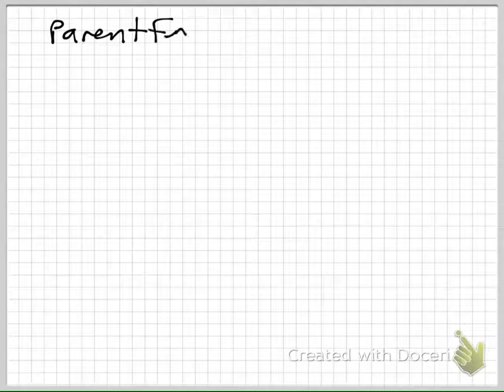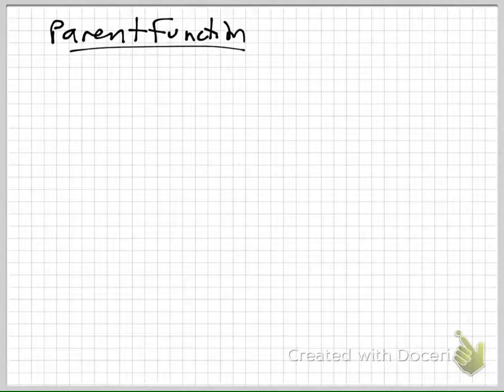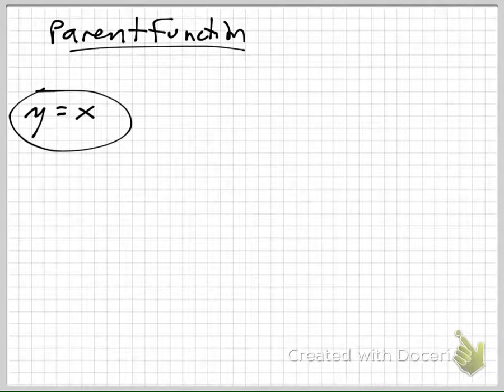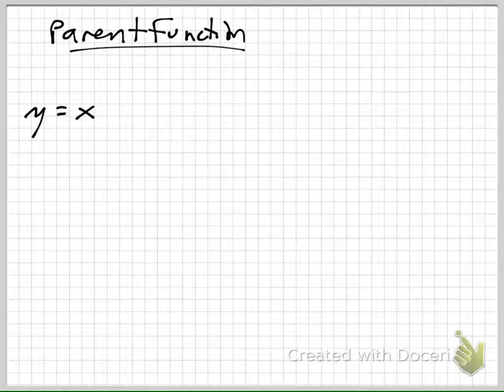You actually do know one. You just don't realize it yet. A parent function looks like this. Y equals X. Okay. First of all, is that written in slope-intercept form? Absolutely. Y equals X is written in slope-intercept form. The parent function to slope-intercept form would be this. And what that does is it looks like this.